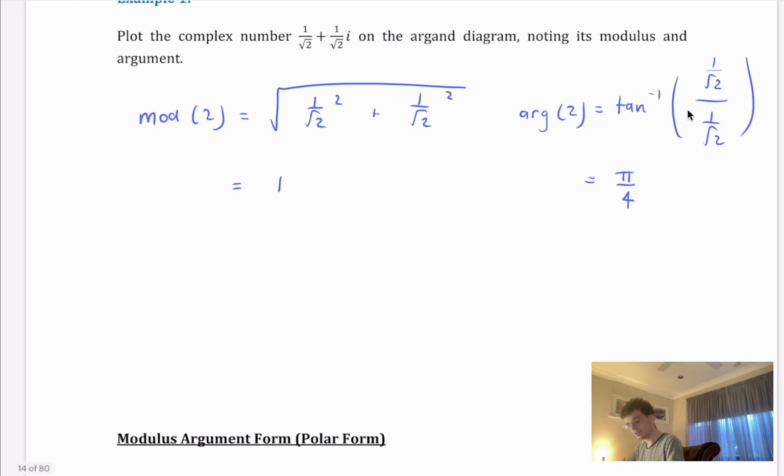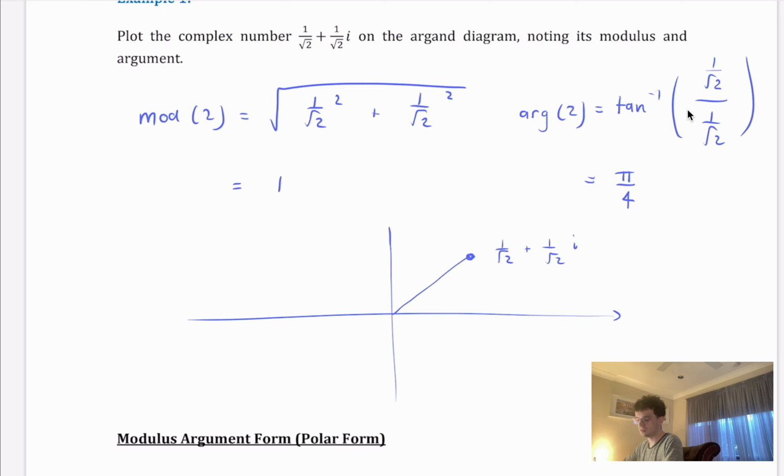So if we were to plot this complex number on the Argand diagram, we would draw a line. This is our vector, and this is the complex number 1 on root 2 plus 1 on root 2 i, where this is the real axis, and this is the imaginary axis. Now, this complex number has a modulus of 1 and an argument of pi on 4.